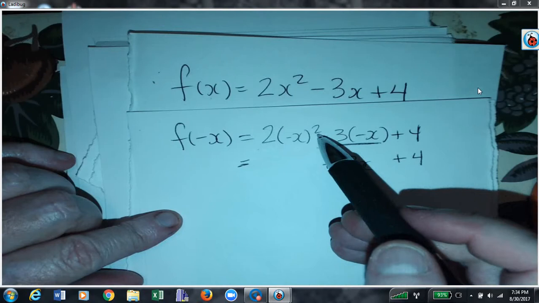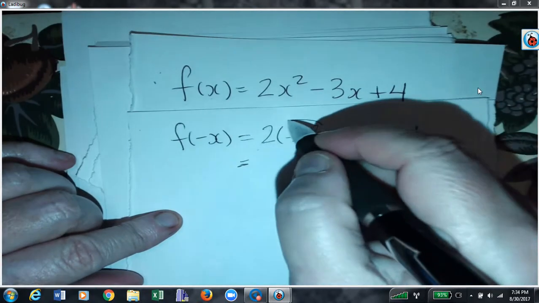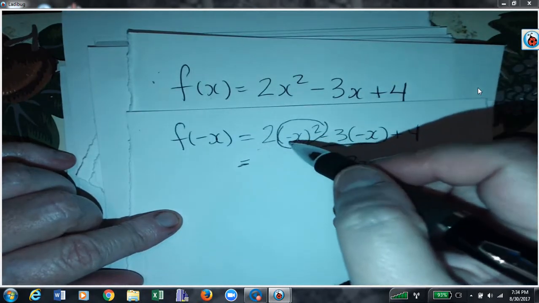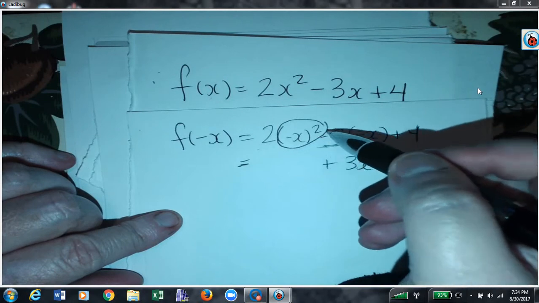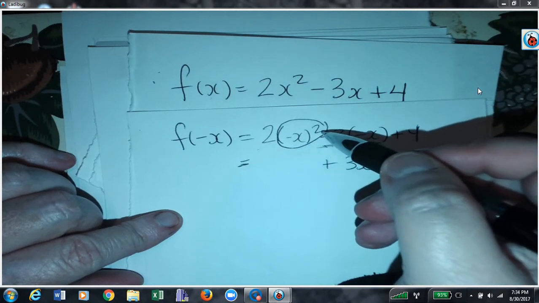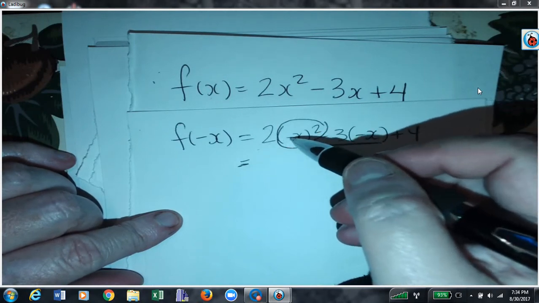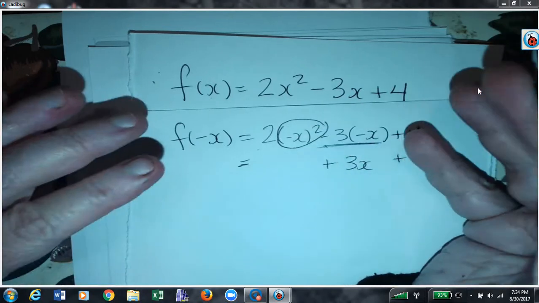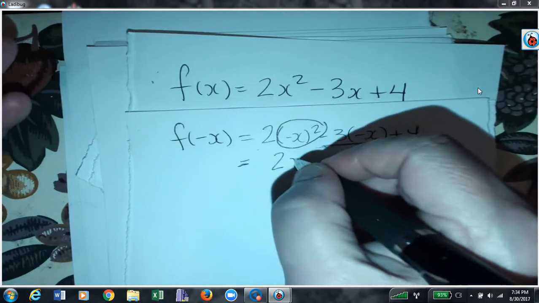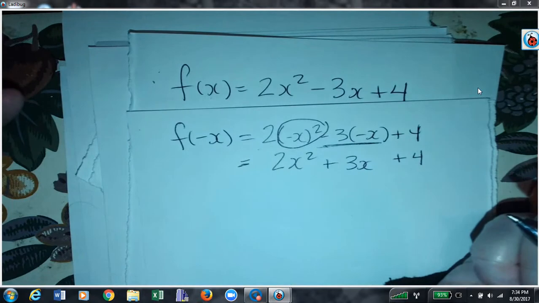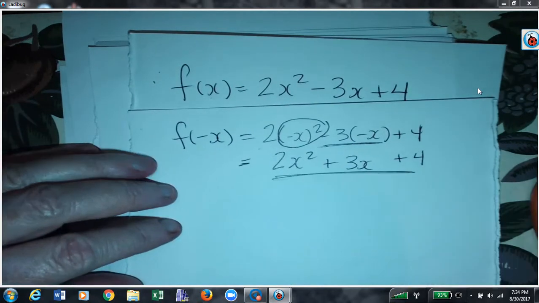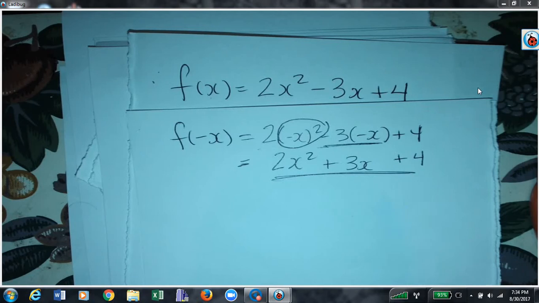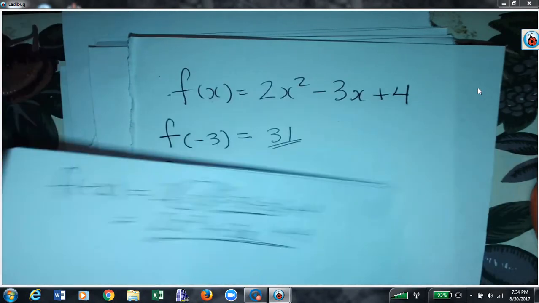And now what about this? I must do that first. So what's going to happen to the negative sign? Because the power is even, the negative sign is going to go away. So negative x in parentheses all squared is just x squared. So this is going to be 2 times x squared. And there's my answer because I can't combine any of those together. All right, for that one.